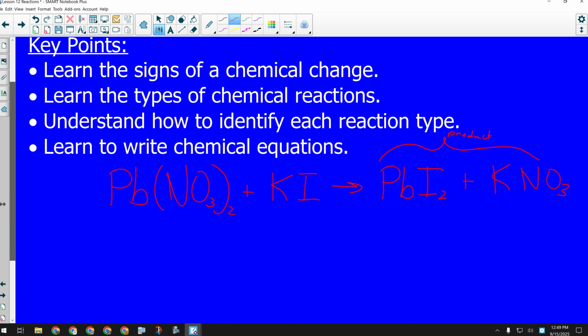You might just want to write that reaction and put these little brackets on top just so you know, because I'm going to use those terms all the time. The products that are produced are chemically different from the reactants. It's made of the same elements, but it's chemically different.